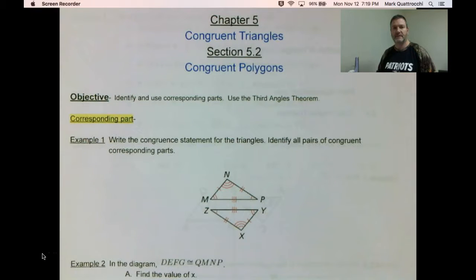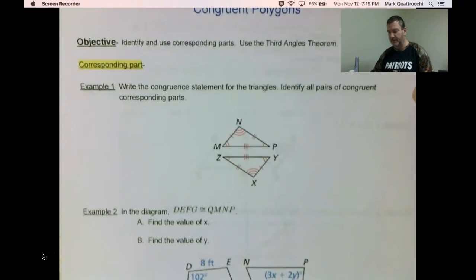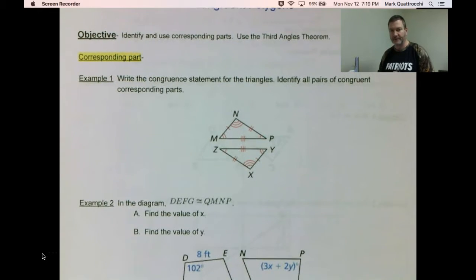Hello everyone, section 5.2, congruent polygons. Example 1: write the congruence statement for the triangles, and identify all the pairs of congruent corresponding parts.